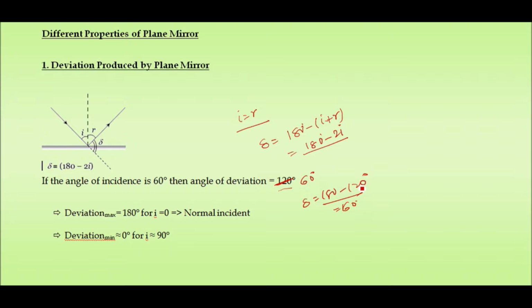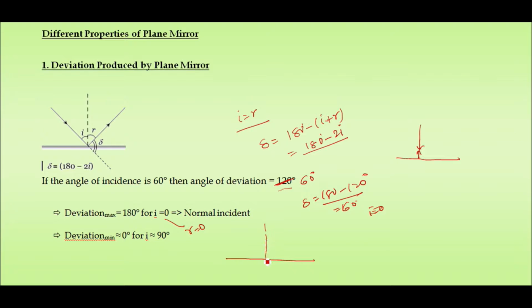Maximum deviation occurs when we have a normal incident. Consider the light ray when it strikes the boundary normal to it, so it will be reflected back in the same direction, and in this case the deviation will be 180 degree. So deviation will be maximum for I equal to 0, we have R equal to 0 and it's normal incident. Similarly, the minimum deviation is approximately equal to 0 degree when we have angle of incidence almost equal to 90 degree.